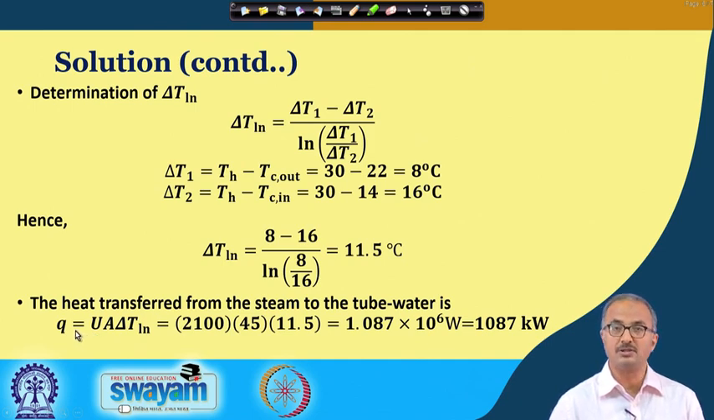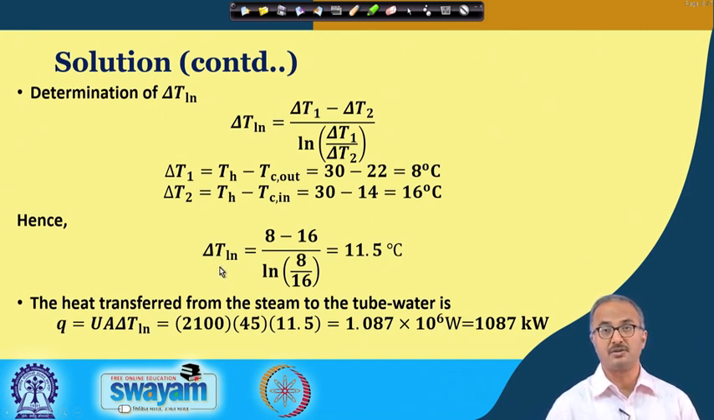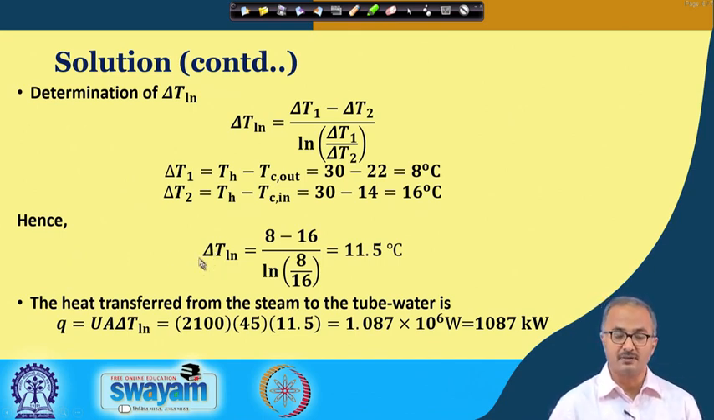So here we find how much heat is transferred: UA delta T. We put in the values of U and A given in the problem, and delta T ln is taken from this. Please understand that we should not convert this to Kelvin. This is a difference in temperature, not temperature itself. So a difference in temperature in Kelvin and in centigrade will be the same. Never convert this delta T by adding 273; that will be wrong. We simply take this temperature difference, and this is how we get Q, which is this many kilowatts.